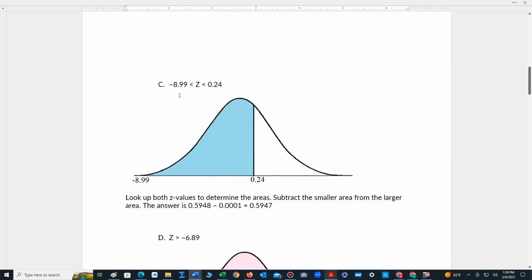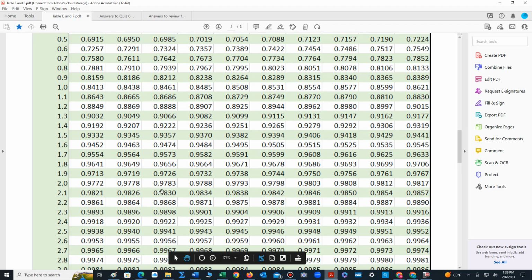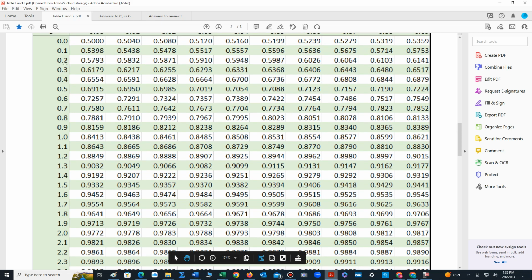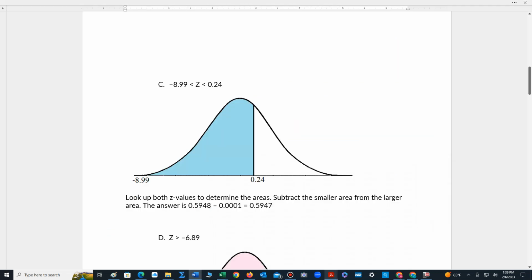Now when we need to find the area between two z-values, we have to look up both areas and then subtract the smaller from larger. I always start on the right side. I look up the area for 0.24. So for 0.24, we got 0.2, 0, 1, 2, 3, 4, 0.5948. And then I look up the area for negative 8.99. Remember, those are always areas to the left.